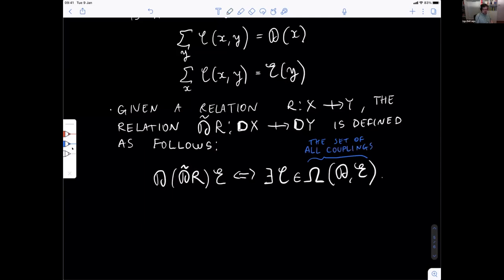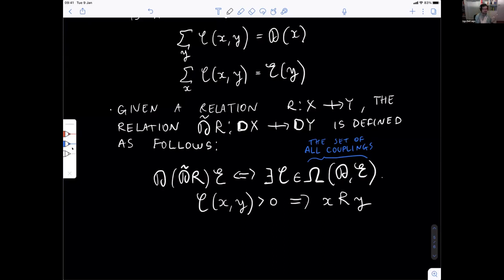There is a coupling which does what? Such that whenever it assigns a probability greater than zero to a pair X, Y, this means that X and Y must be in relation. So the coupling must not just be a coupling between the two distributions, but one such that the pairs of elements to which it assigns positive probability are included in the relation R, seen as pairs.